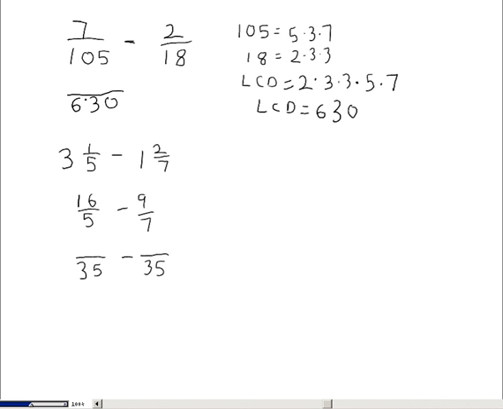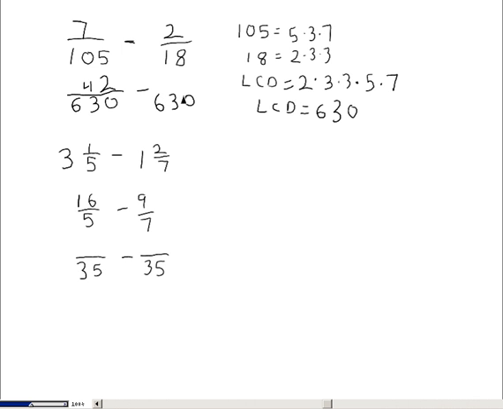105 goes into 630 how many times? Well, 1 goes into 6 times, and that actually will do it. 105 goes into 630 6 times, and 6 times 7 is 42. And then over here, again, we have the same denominator, 630.